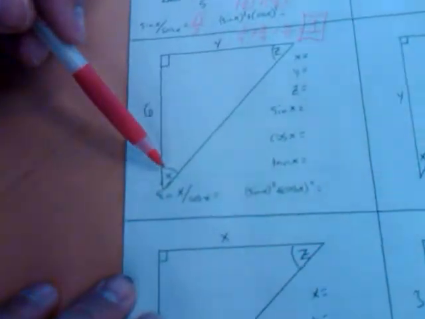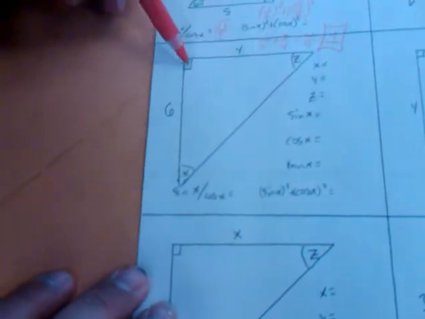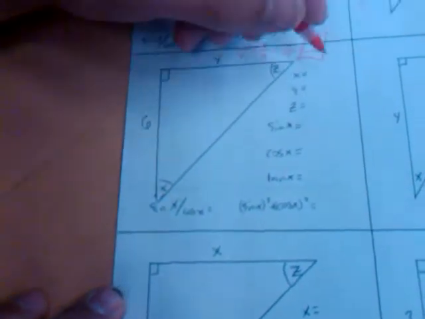Alright, moving on to the next one. We're just going to do the left side. Okay, first thing I notice here is that these are congruent angles. If they're congruent and this is 90, they have to both be 45.